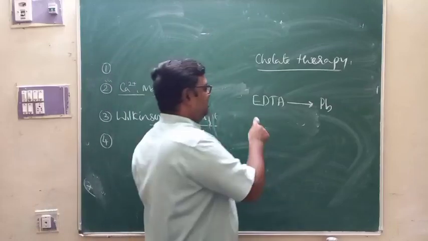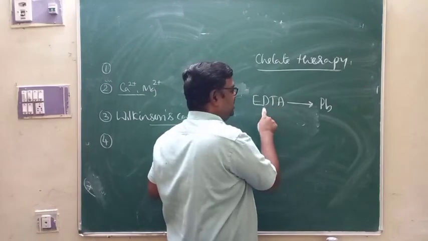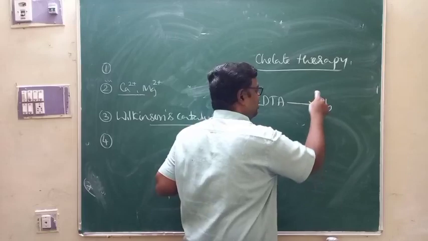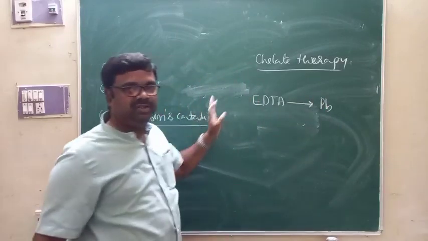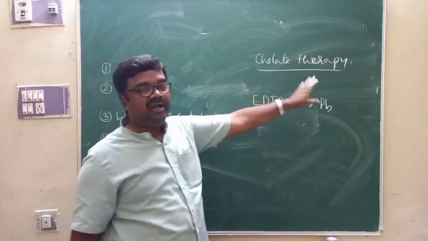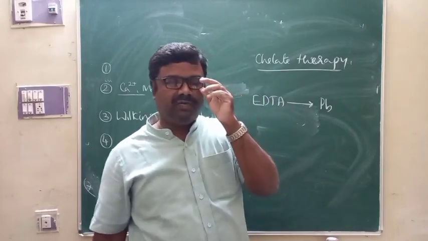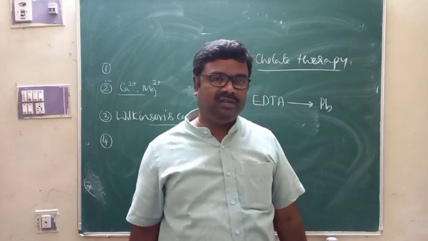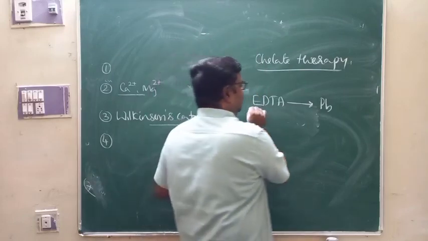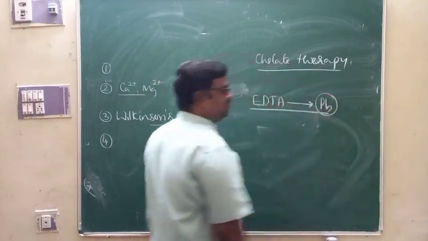Because of that, when EDTA is used, it converts insoluble lead compounds into soluble lead compounds by forming a complex with lead ions. If lead is converted to a soluble form, that soluble form can be removed from our body, is it not? So EDTA can be used in the treatment of lead poisoning.